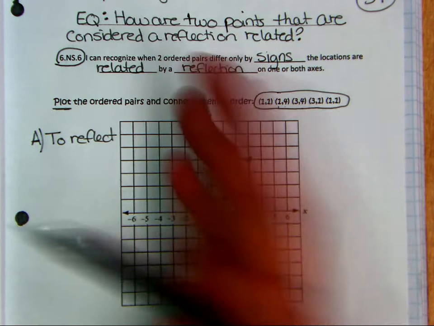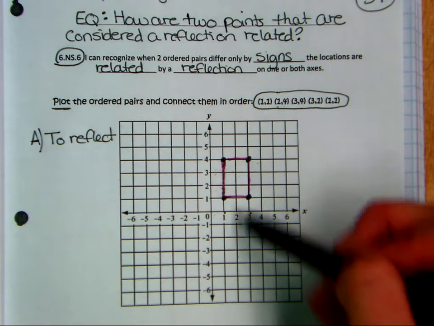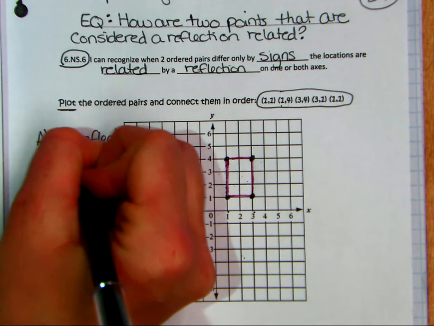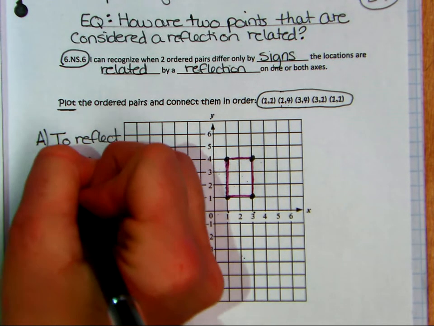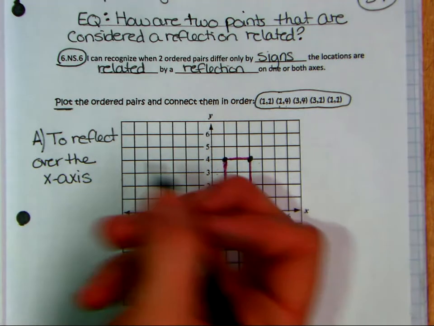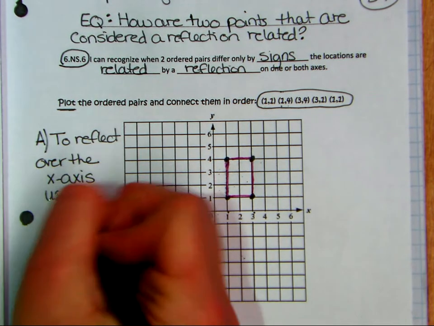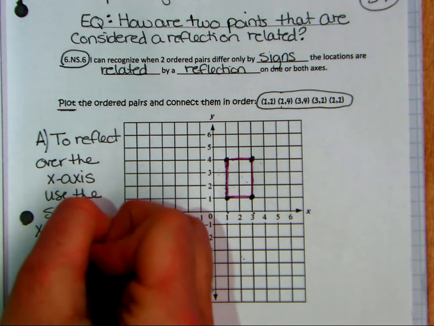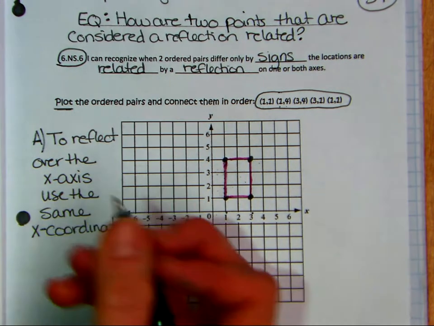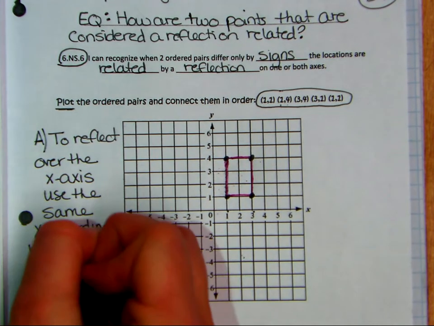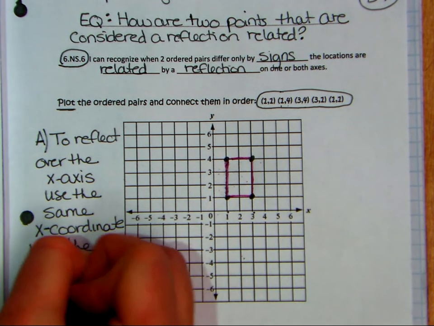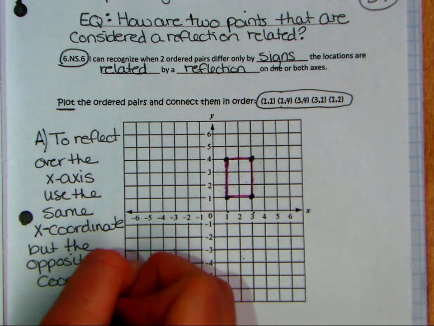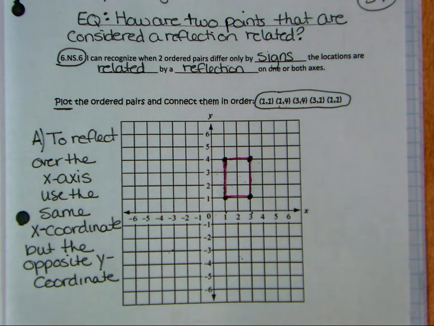To reflect means you're just jumping over either the y-axis, or you're jumping over the x-axis, or you're jumping over both. So to reflect over the x-axis, use the same x-coordinate but the opposite y-coordinate. Remember, your first coordinate is your x, your second is your y.